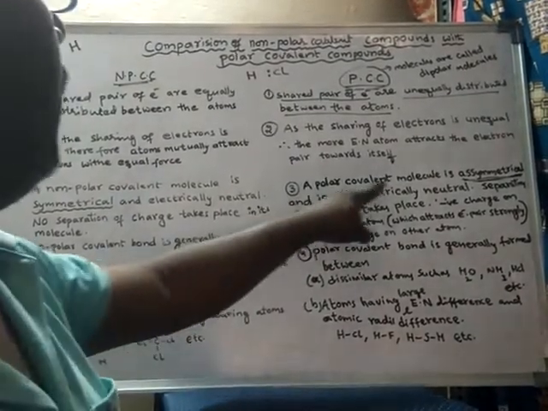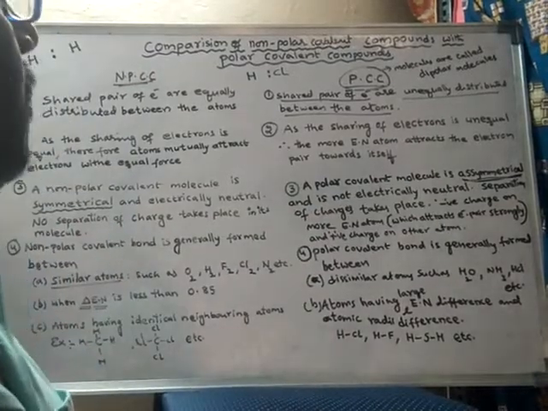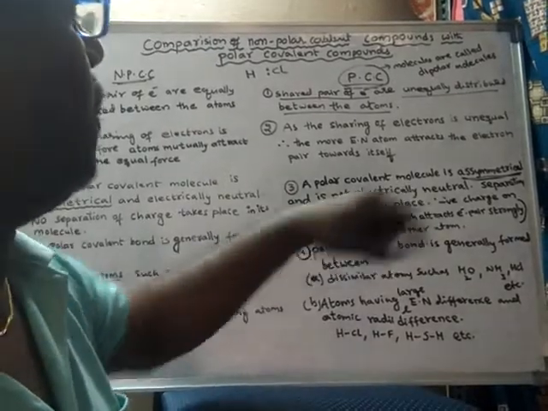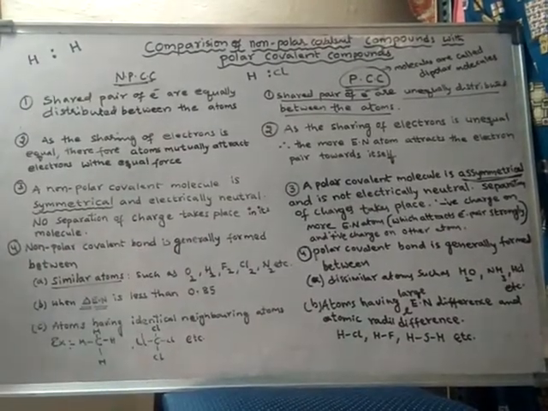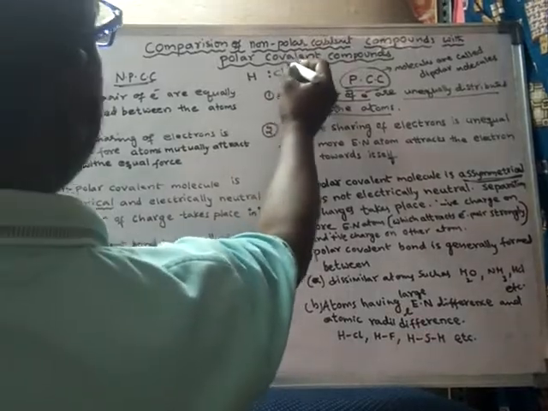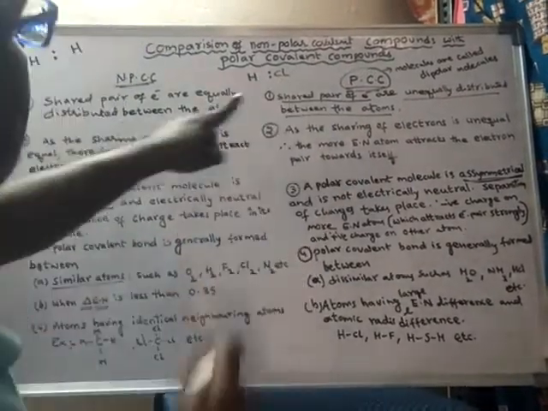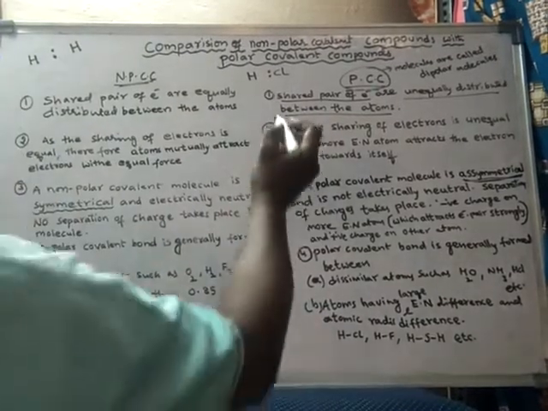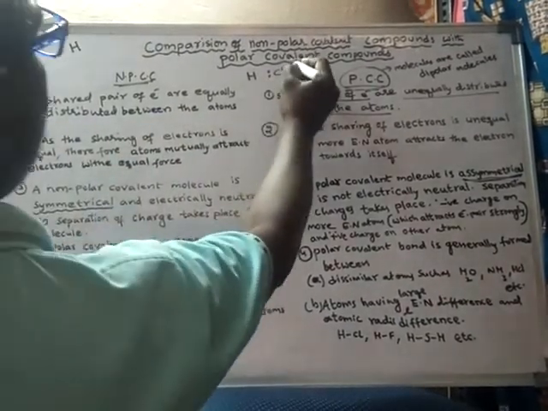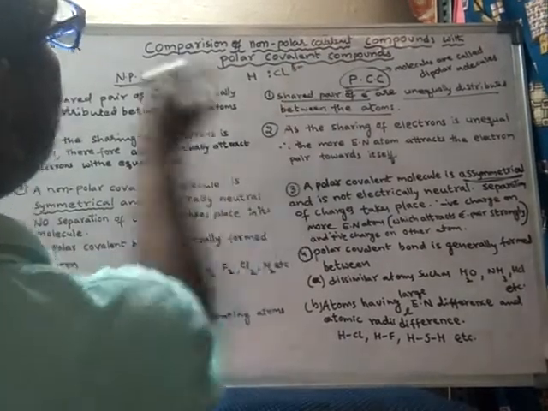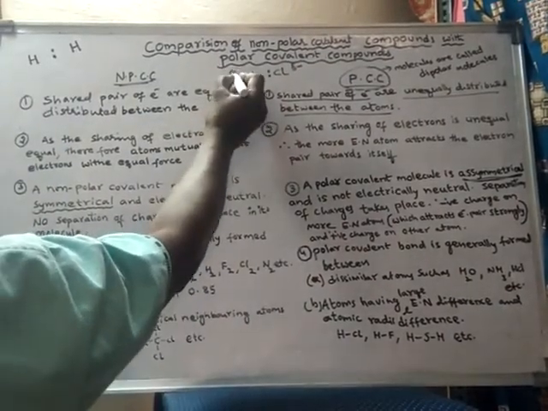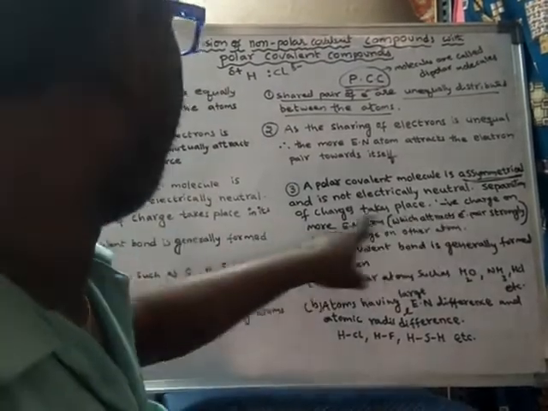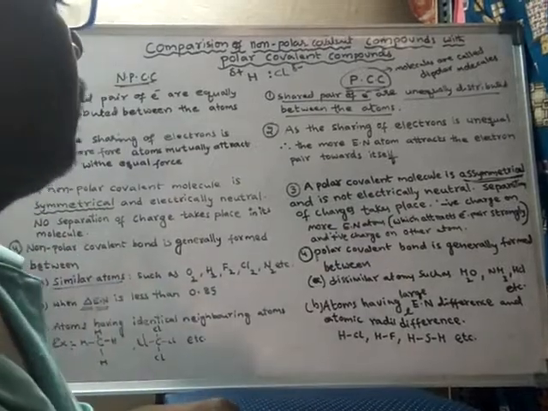So the polar covalent molecule is asymmetrical and it is not electrically neutral. Why is it not electrically neutral? Because here charges are separated, because this negatively charged electron pair is moving towards chlorine. As a result, this chlorine will acquire a partial negative charge and this hydrogen will acquire a partial positive charge. Okay, that means separation of charges takes place.